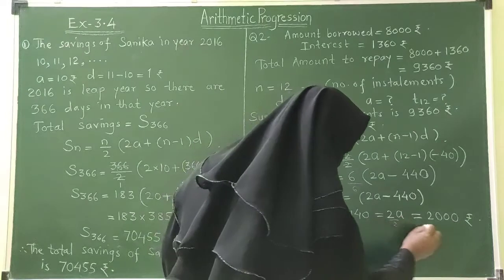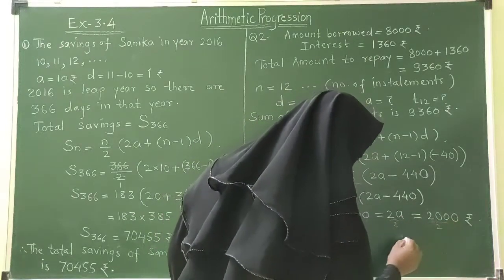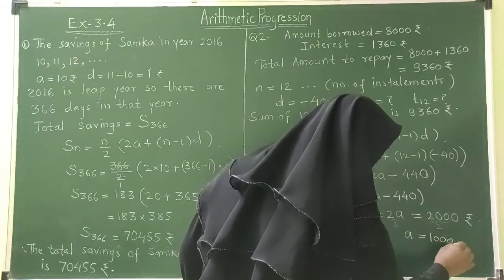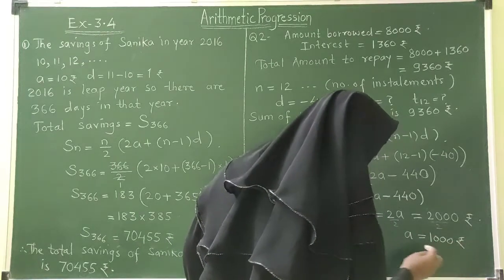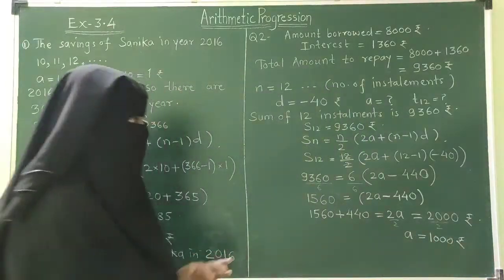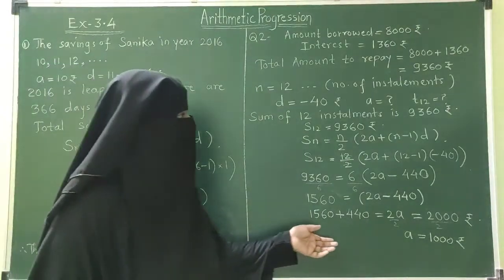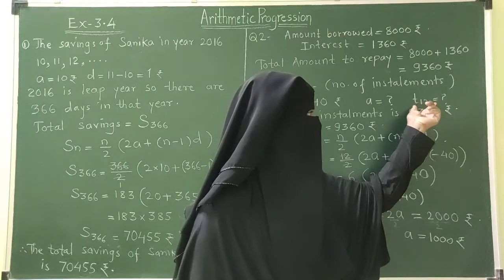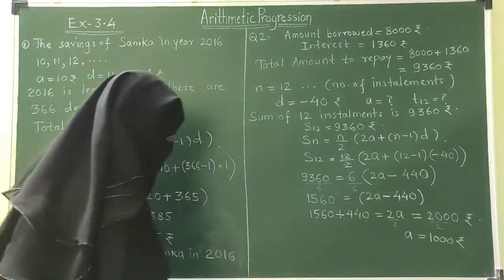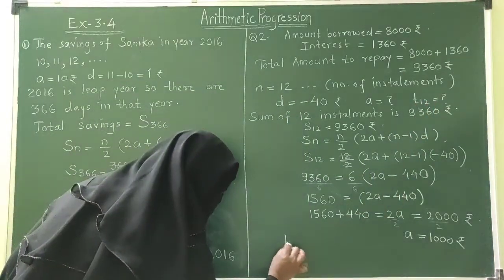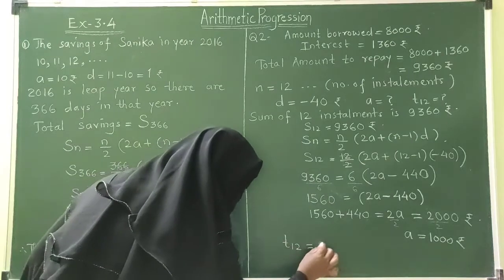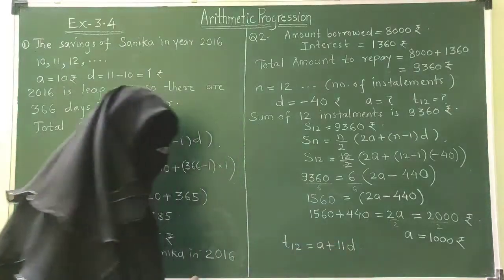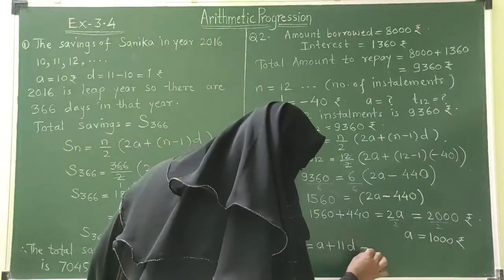Dividing by 2 to both sides, we get a is equal to 1000, which is the first installment. Now we have to calculate the last installment, that is T12. For finding T12, we have to use the formula for Tn. T12 is equal to a plus 11d. Value of a is 1000.